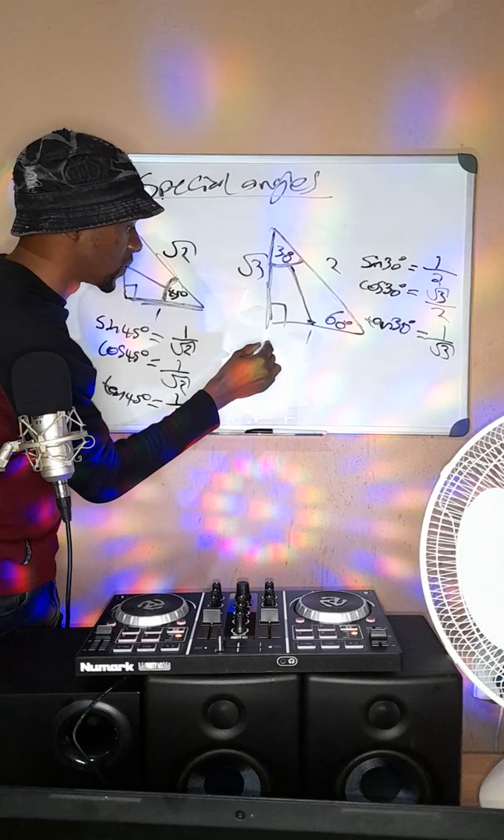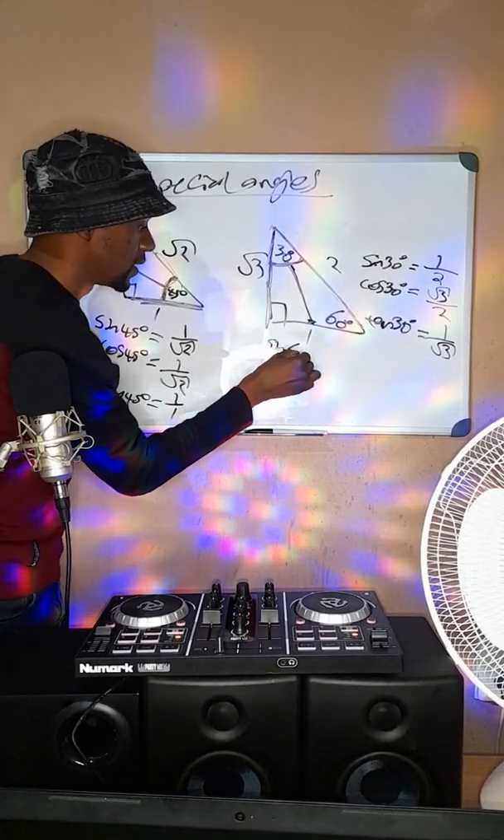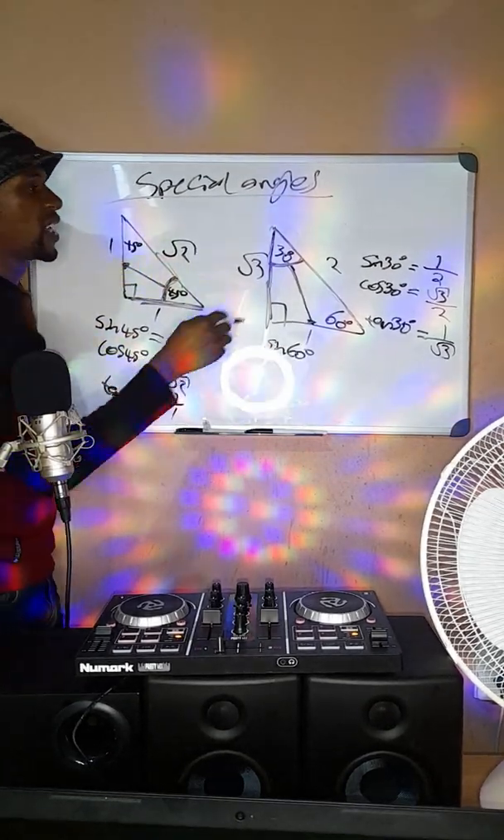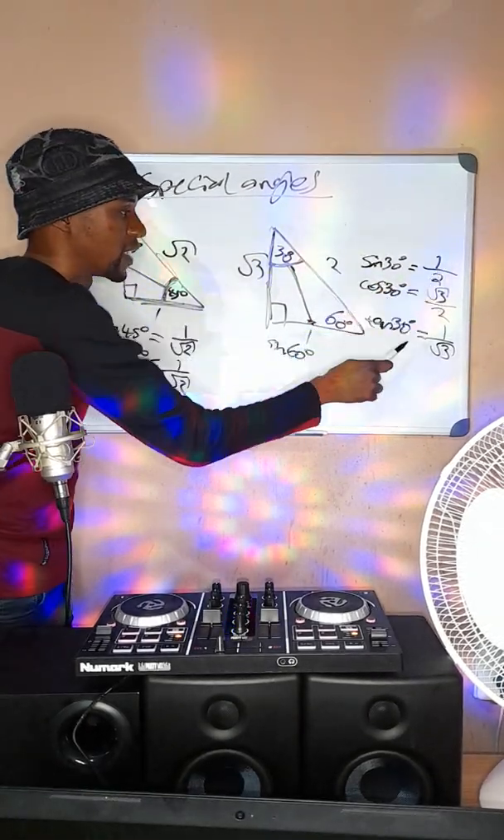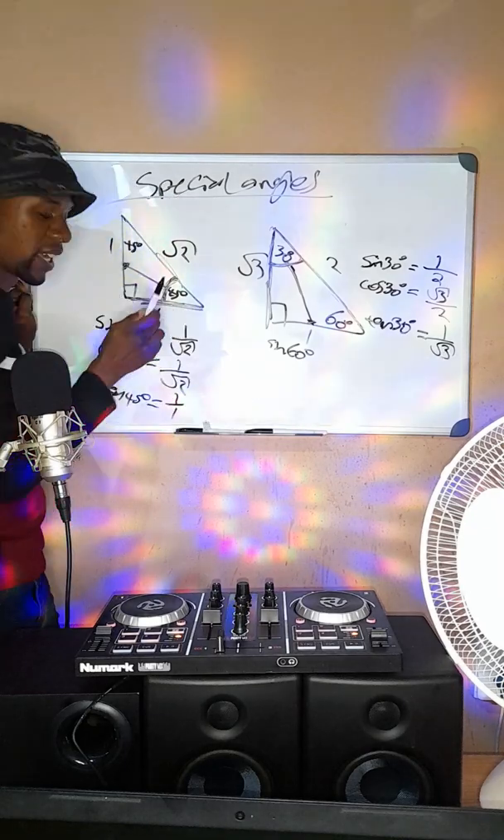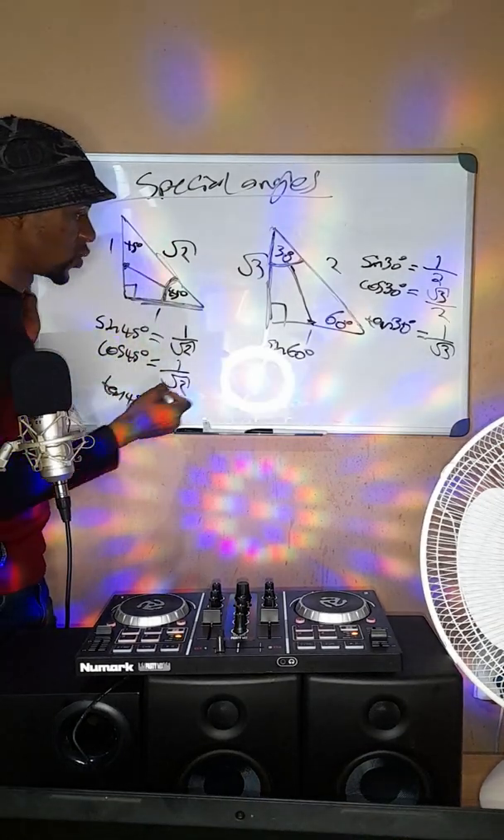You can also have the sine of 60 degrees, okay? It means whenever you come across this, you replace it by that. Whenever you come across this, you replace it by that. You come across that, you replace it like that. The same applies in this situation, okay?